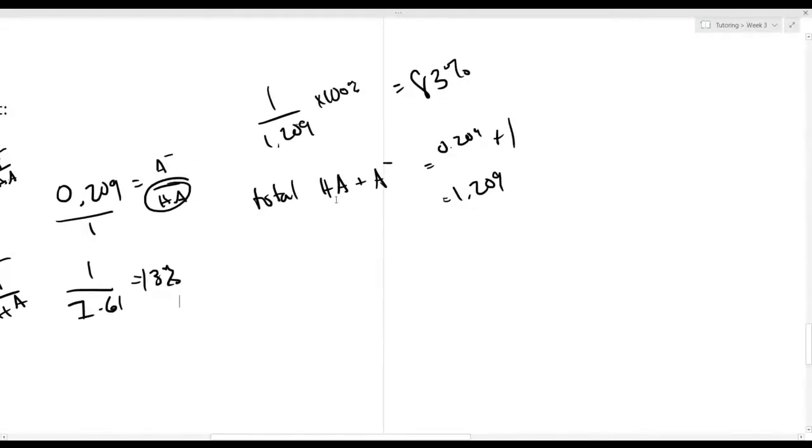Yeah. So all I did was I said, I know that my total is 1.209, relative total I should say, and I know that the 0.209 over here corresponds to my A minus, which means that my 1 has to correspond to my HA. So I know that the relative amount of HA is 1 over the total of 1.209, and that's where I got that from. But exactly like you said, if I had put 0.209 over 1.209, I would have gotten about 17%, and I could have gotten to 83 that same way. Really good point.